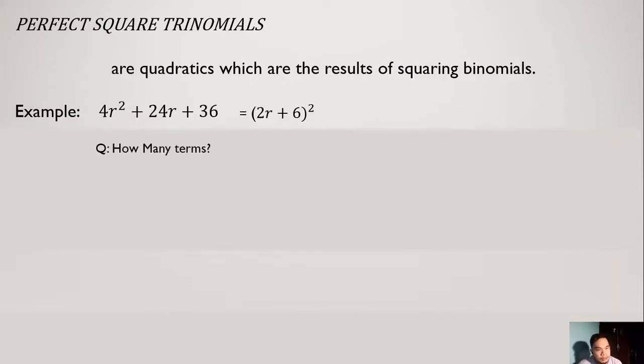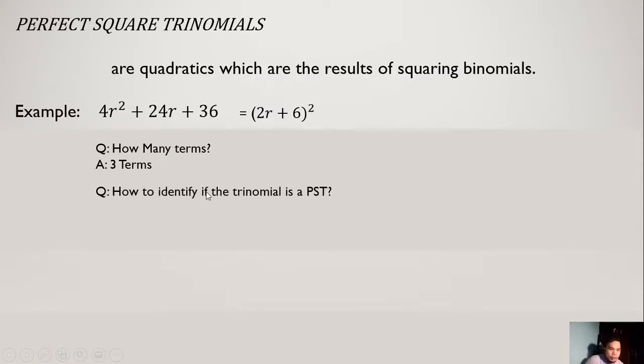Okay, so how many terms do we have? Of course, we have three terms since this is a trinomial. Tri means 3. So we have 4r squared, 24r, and 36. Okay, sir, how to identify if the trinomial is a perfect square trinomial?